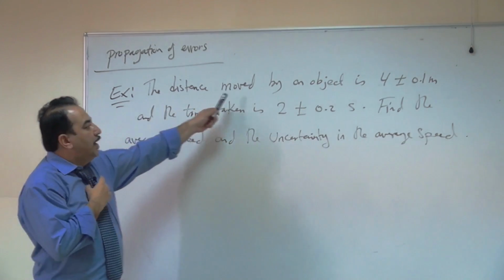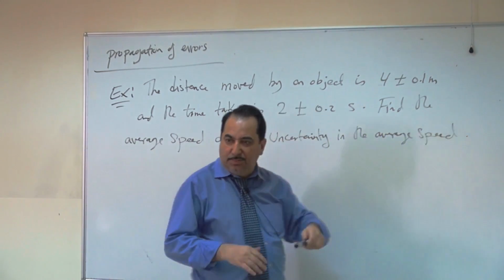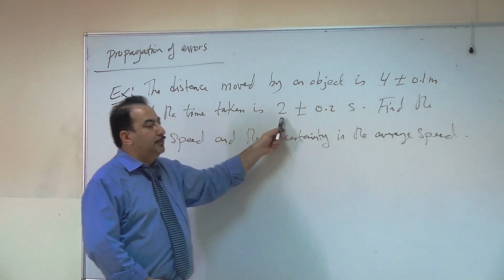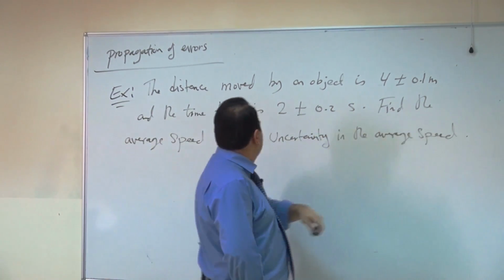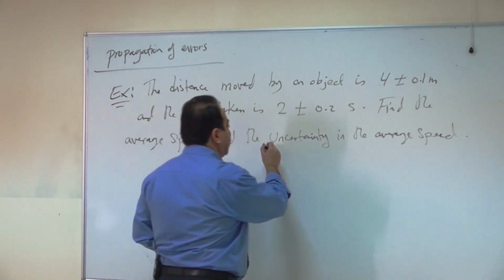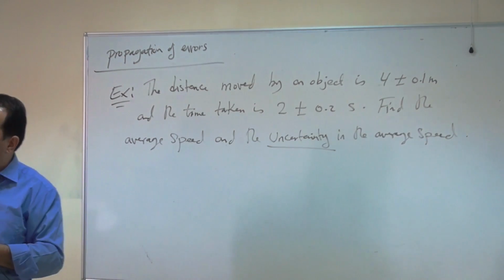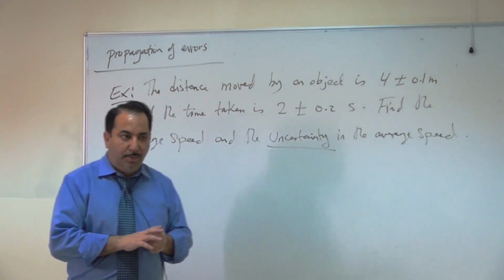The distance moved by an object is 4 plus minus 0.1 meters. That's the distance moved with an error. And the time taken is 2 plus minus 0.2 seconds. Find the average speed and the uncertainty. Remember, I use the word uncertainty, sometimes error. So I want you to get used to using both. It means the same thing.